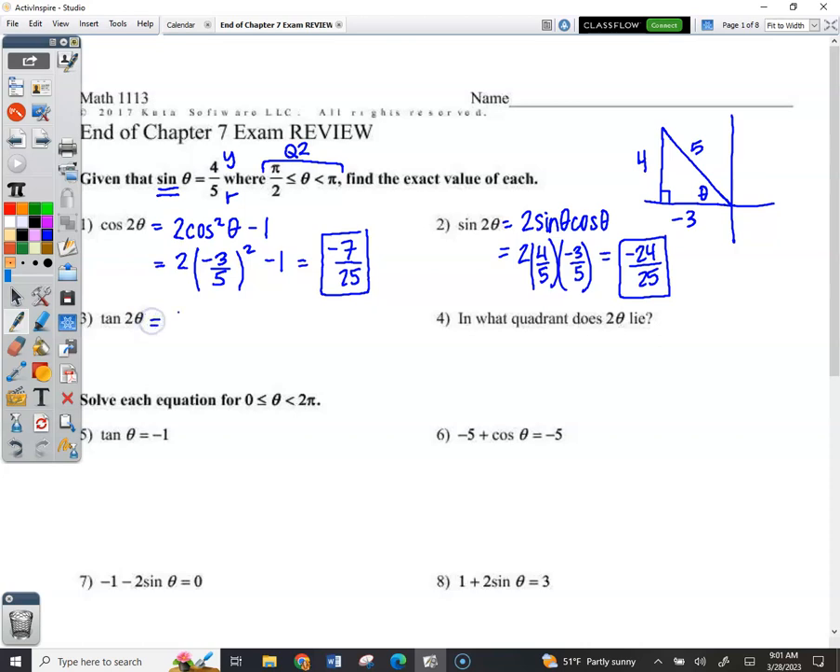Tangent only has one formula. 2 tan over 1 minus tan squared. Tangent from here is opposite over adjacent. So opposite would be 4, adjacent would be negative 3. And I am running out of room, so I'm going to have to write it like that. Squared. Type that in the calculator and you get 24 over 7.